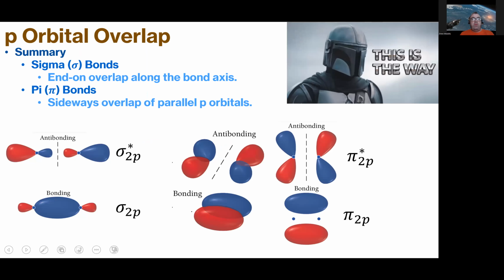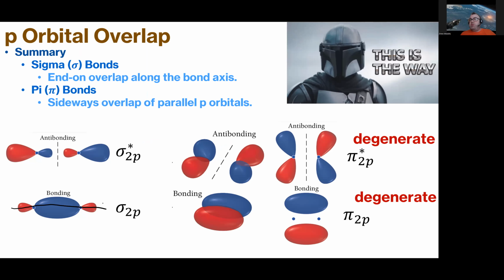This is another way to look at these p orbital overlappings, right? The antibonding is always going to have a node that breaks it. The bonding is going to be joined together. Sigma is along the bond axis between the two nuclei, and pi bonding is above and below. Now, the pi's always come in pairs. Those pairs are degenerate.